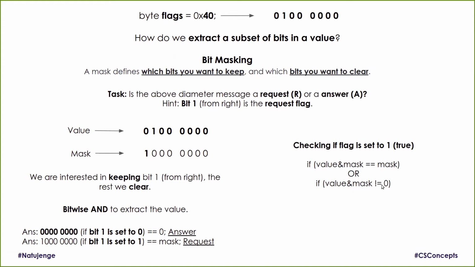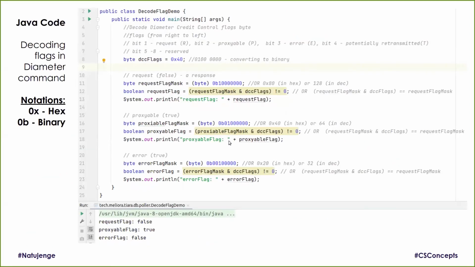Or if it is not equal to 0, again, we can use that to know that the bit is set. Now, if you want to check if the flag is set to 0, or it's false, meaning request is false, we can actually do the value AND the mask. And if the answer is 0, it means that the bit in question is set to 0. So everything else becomes 0, and that means that there was no match. So let's look at that in code.